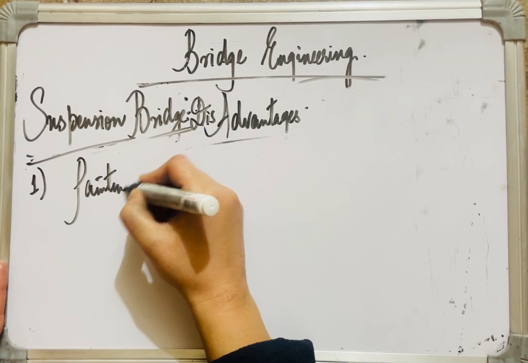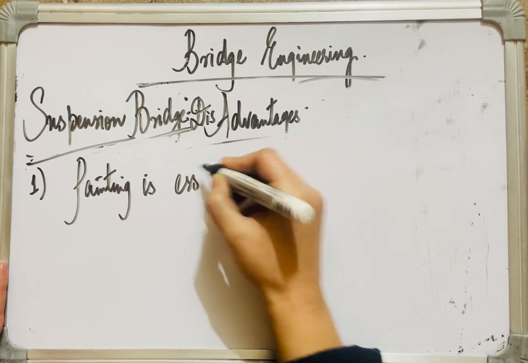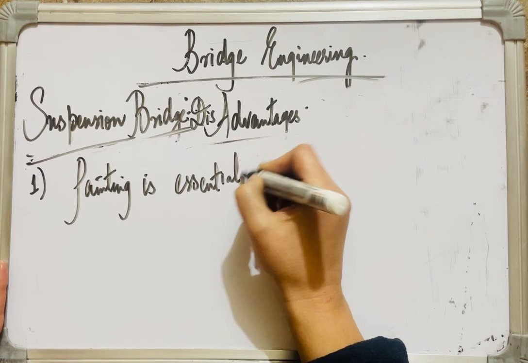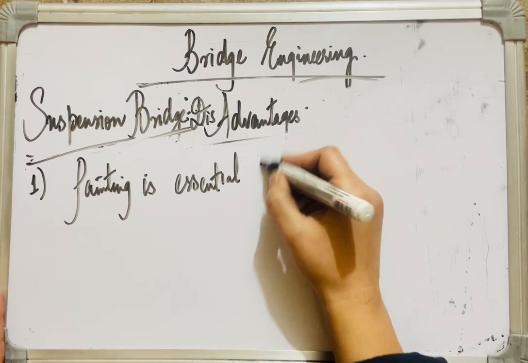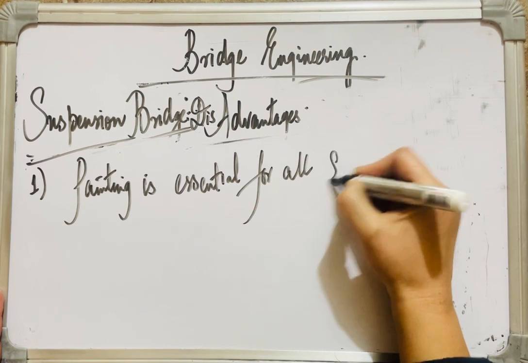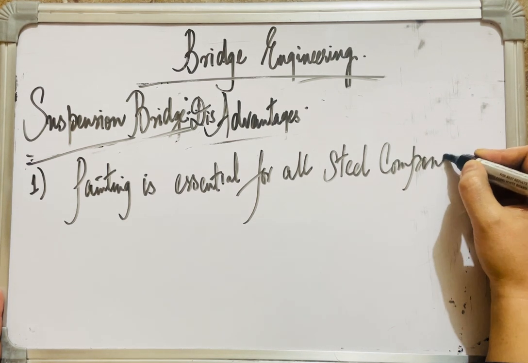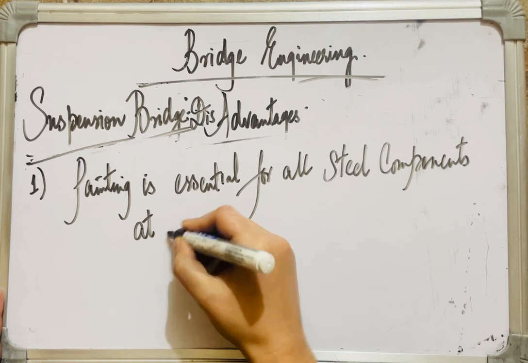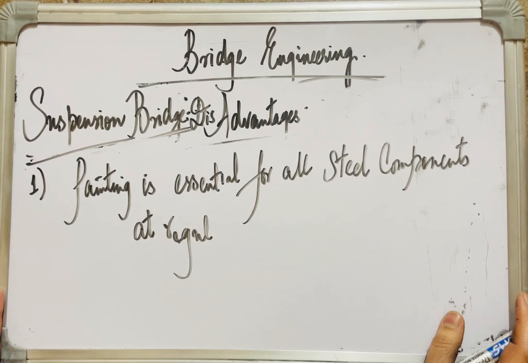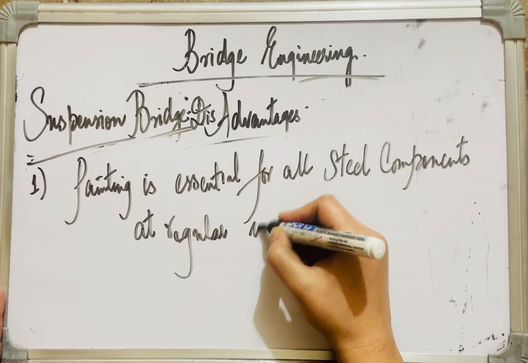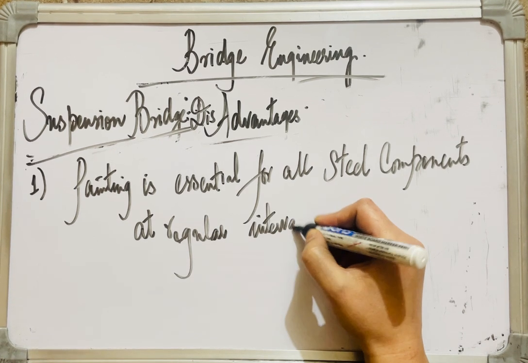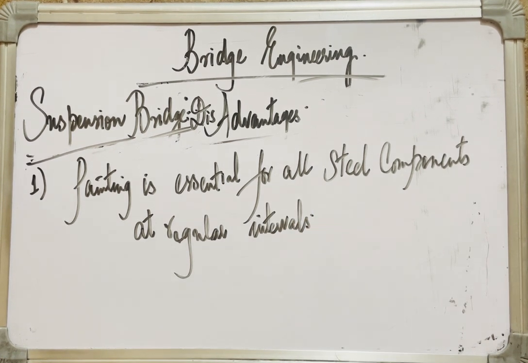Painting is essential for all steel components, that too at regular intervals, which is a drawback in case of a suspension bridge. All right, so we need painting every now and then for the steel components of a suspension bridge. This is their disadvantage number one.